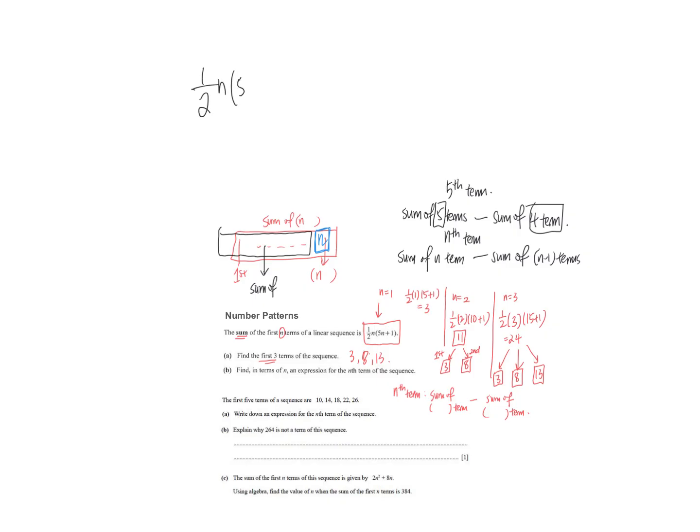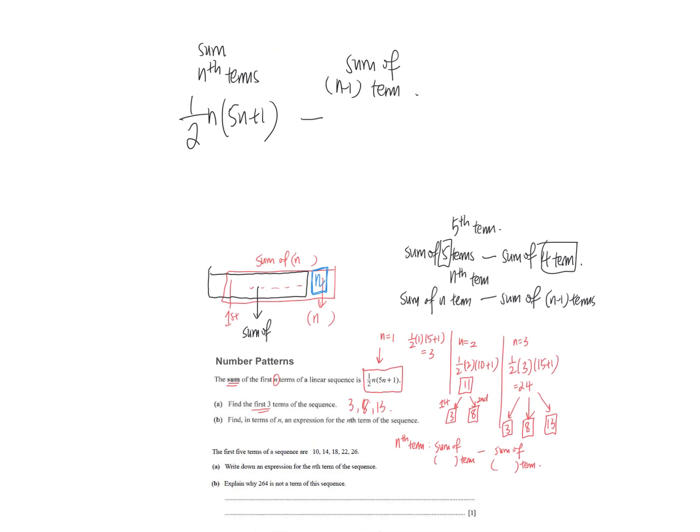So how to get there is using this formula. This is the formula for the sum of n terms. So what is the formula for the sum of n minus 1 terms? What do you think? What should I replace? The n changes to n minus 1. So what they want you to do is change all the n to n minus 1, and then you go and simplify.